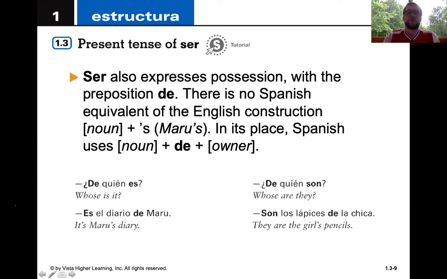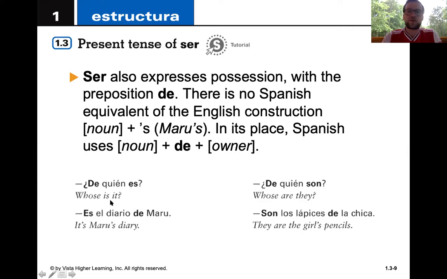Okay? So what we would do, we would say, ¿de quién es el vaso? Es el vaso de Juan, right? Or ¿de quién son? Son los lápices de la chica. Now I want you to think a minute. Why would we use differences with es or son?